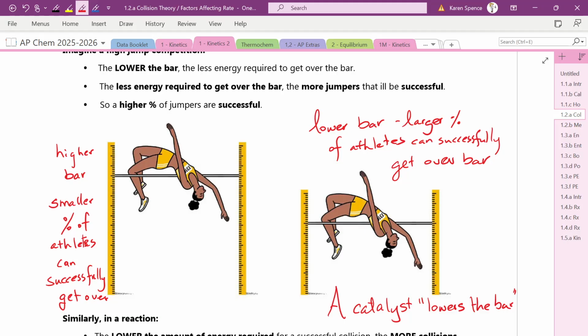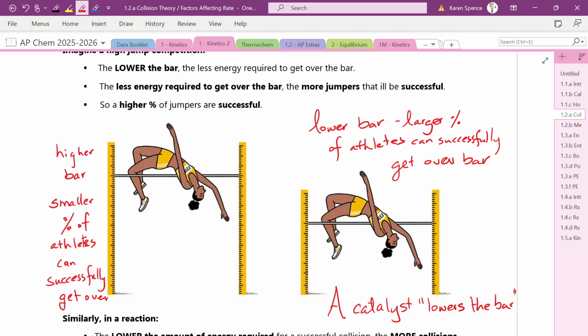In order for these two to react, we need enough energy to break the bonds. And the bonds have a certain amount of energy, yes? What a catalyst does is it somehow or other weakens those bonds. Okay, so it makes it easier, or it provides an alternate pathway with smaller energy needs. We'll talk more about that later.